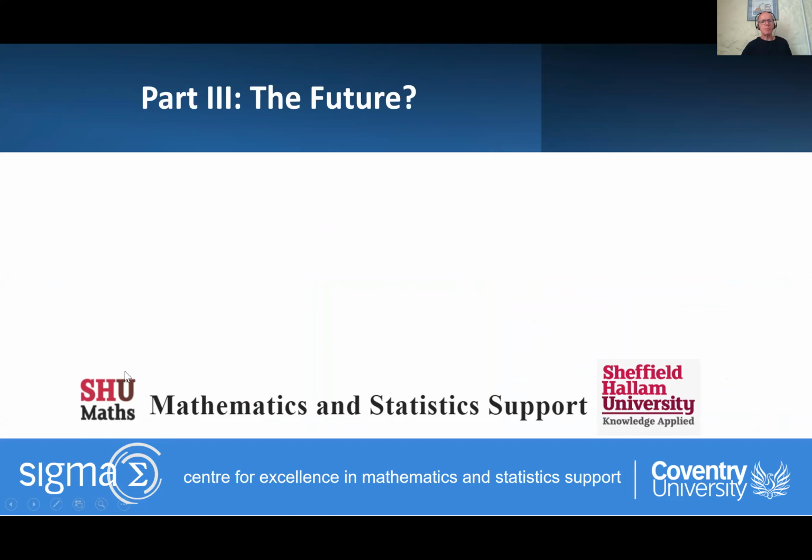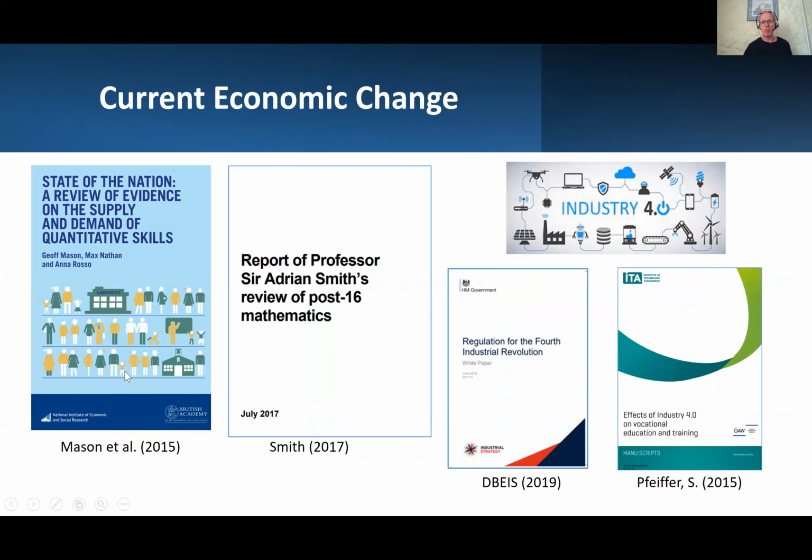Right, so this is really part 3, the future. It's really just to point out a number of documents which, if you've not seen, they're probably worth becoming familiar with. One is a document that came out from the British Academy that looked at the demand for quantitative skills there on the left. The Adrian Smith report, which I'm hoping most people in this virtual room are familiar with. But then more recently, there are documents that are beginning to explain what the impact of the so-called Industry 4.0 is. Industry 4.0 is all about the interconnectivity and the way in which real-time big data is going to change the way in which we do things, and that has implications for us.